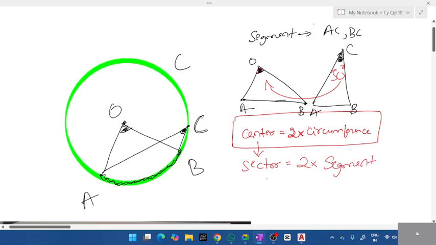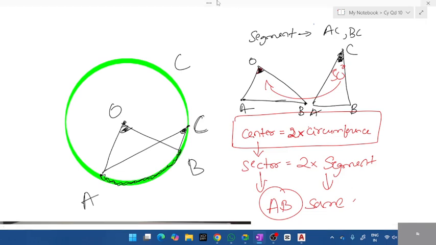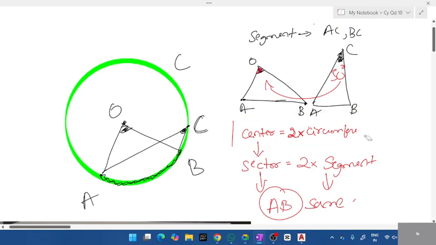So look, using one sector and one segment, we have a theorem. Sector will always be equal to twice the segment, only when the arc is the same. AB should be the same arc. This is the first theorem. Center is equal to twice the circumference. Next.